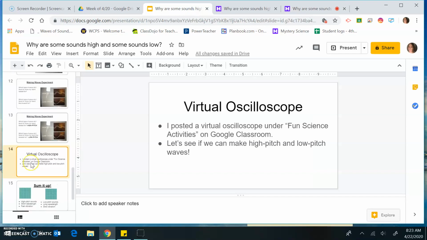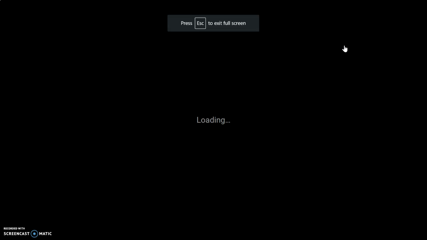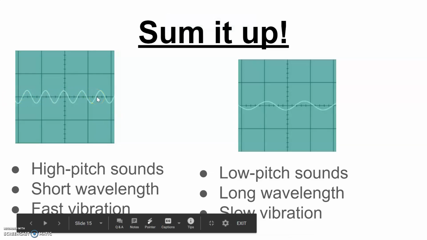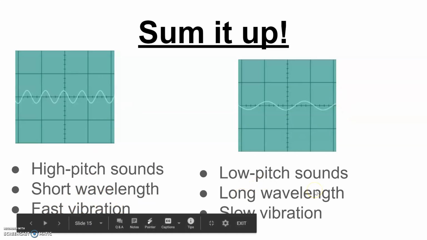All right, so let's review. High-pitched sounds have much shorter wavelengths, and that's because of a fast vibration. It all leads back to that vibration. Low-pitched sounds have long wavelengths, and they have a much slower vibration.